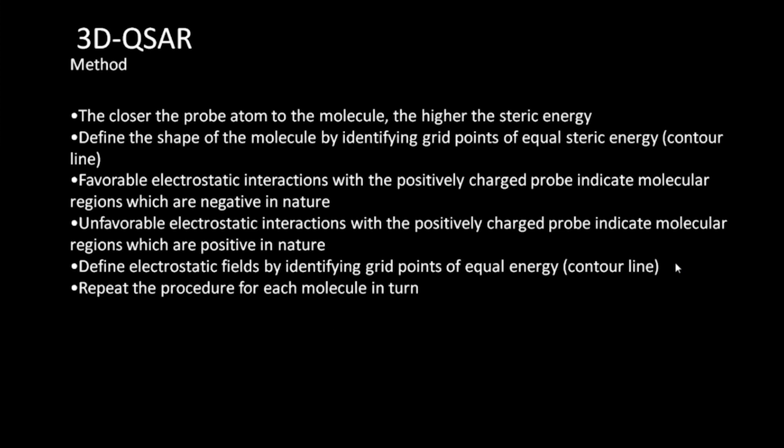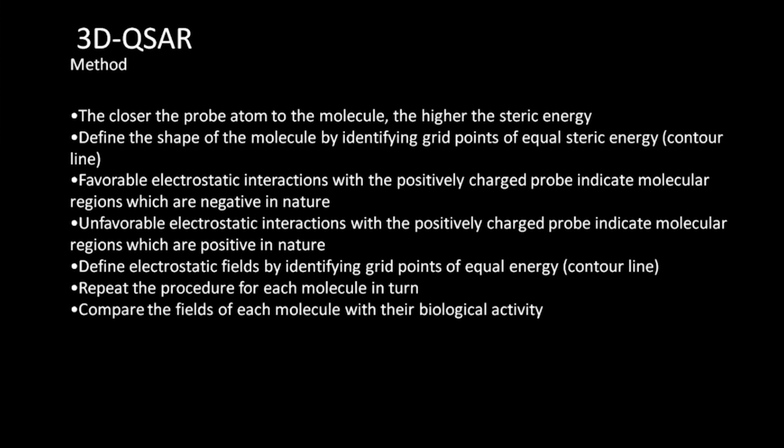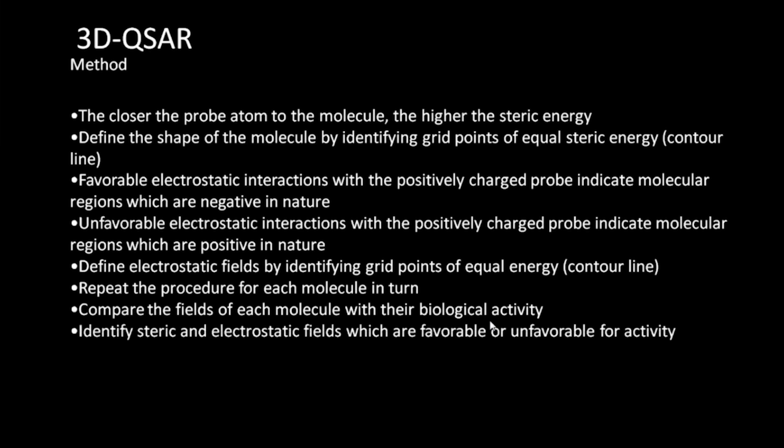So for each molecule, you'll get lots of data with respect to each grid point related to the electrostatic interaction or repulsion, steric interaction or repulsion. Then compare the fields of each molecule with their biological activity. So obviously, we can do a QSAR, which is called the 3D QSAR. So you identify steric and electrostatic fields which are favorable or unfavorable for activity.